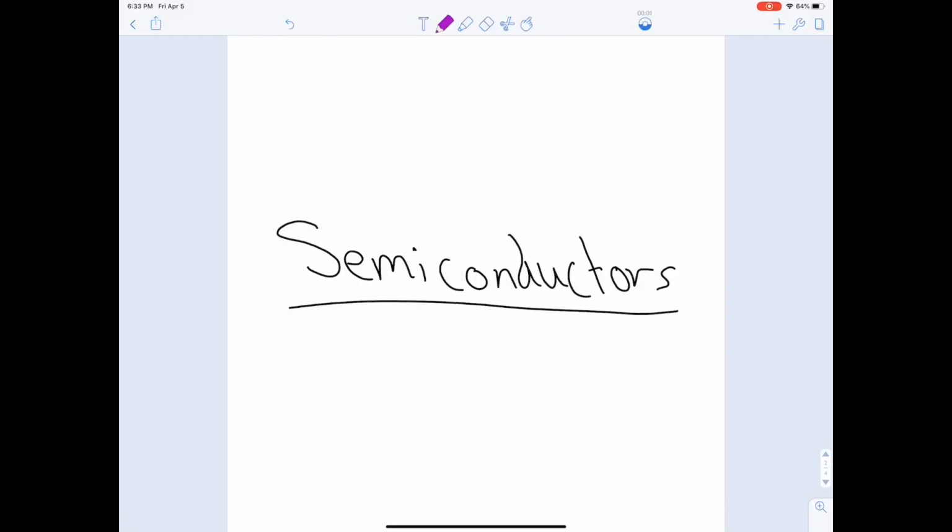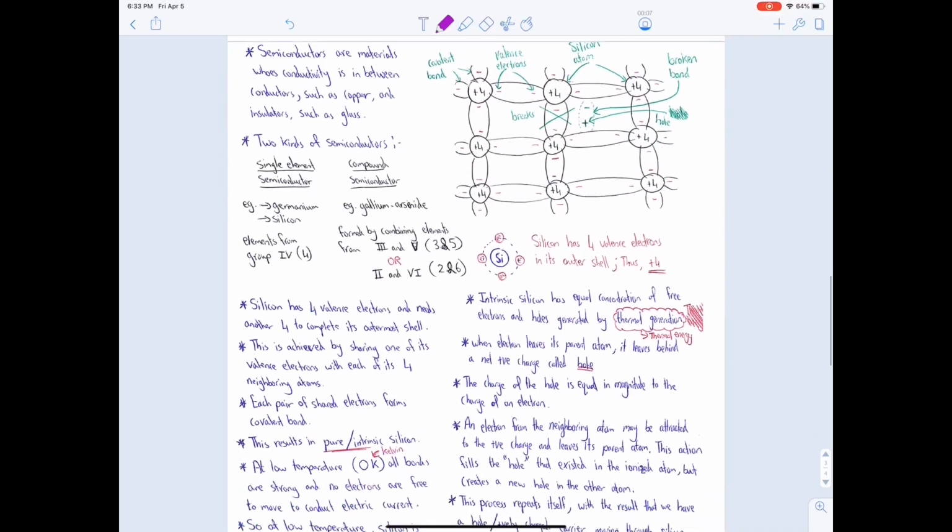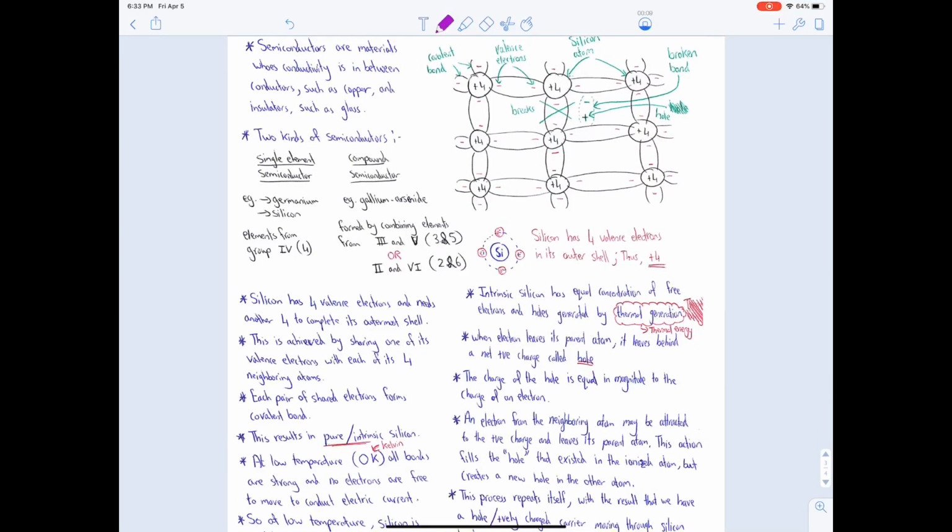Hello everyone, this is the second part of chapter 1, Semiconductors. What are semiconductors? Semiconductors are materials whose conductivity is in between conductors and insulators. An example of a conductor is copper, and an example of an insulator is glass. Okay? There are two types of semiconductors.